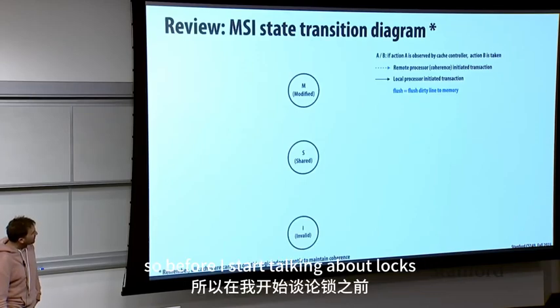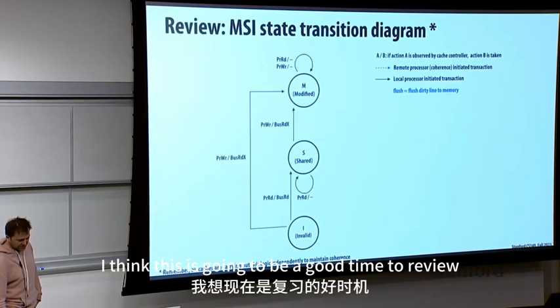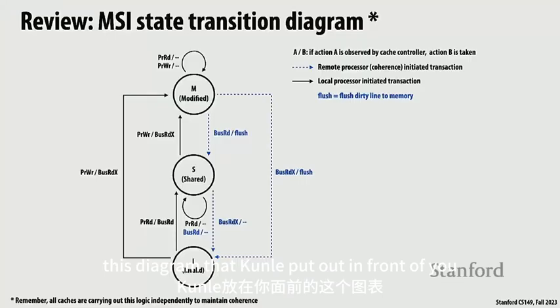All right, so before I start talking about locks, I think this is going to be a good time to review this diagram that Kunle put out in front of you last Thursday, I think. Yeah, so that was the first time we talked about cache coherence. Before we get into thinking about how locks are implemented, I want to make sure, because you've only seen this once technically, that people have a little bit of an idea about what's going on here.